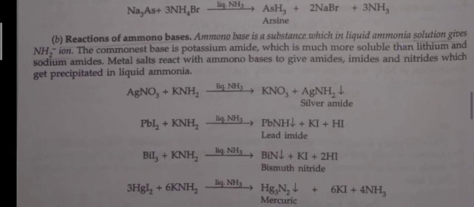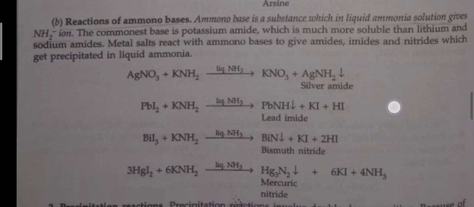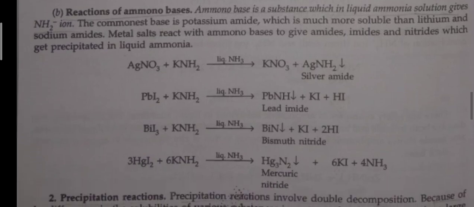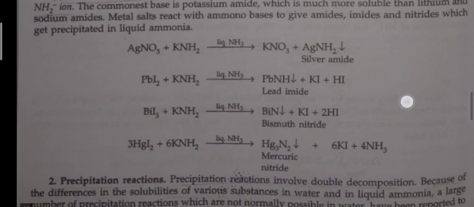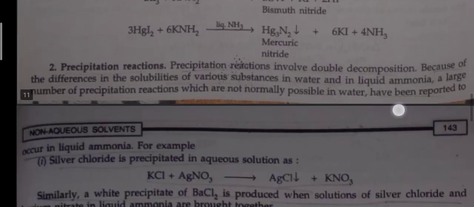Second is reactions of ammono bases. An ammono base is a substance which in liquid ammonia solution gives amide ion. The commonest base is potassium amide, which is much more soluble than lithium and sodium amide. Metal salts react with ammono base to give amides, imides and nitrides, which get precipitated in liquid ammonia.